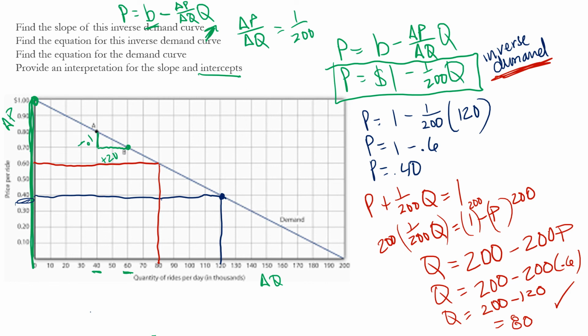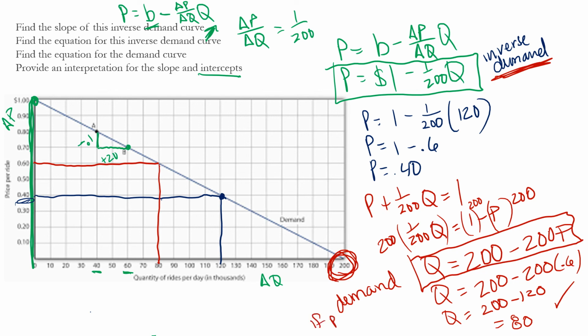What does this intercept mean? This means that if this ride were free, people would want 200,000 of them per day, right? And then this slope, if we want to, so here's our demand curve. The slope here is negative 200. That means if price goes up by $1, quantity falls by 200. So apparently people are very sensitive to the price of this particular thing.